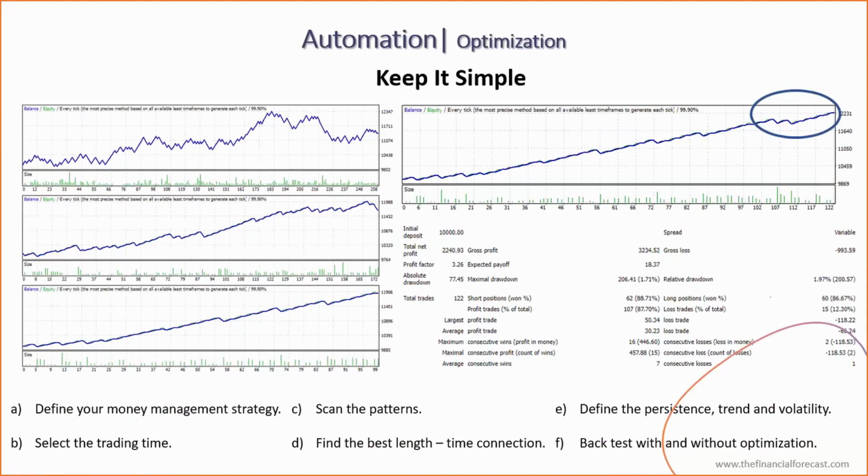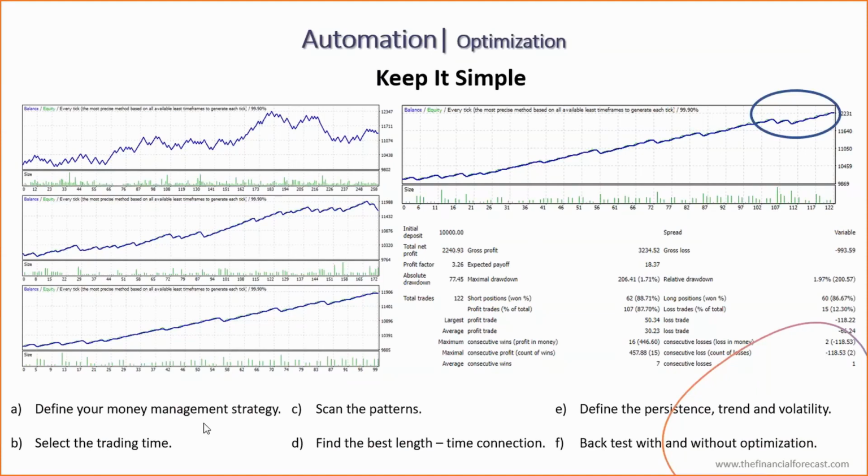The optimizing process goes as described here. First of all, we need to define the money management strategy. Once we have that, we need to select the trading time. That's very important. We may want to trade only London, or London and New York, or 24 hours, 7 days a week, only Monday to Friday, only Wednesdays. We can choose that, but we need to select the trading time.